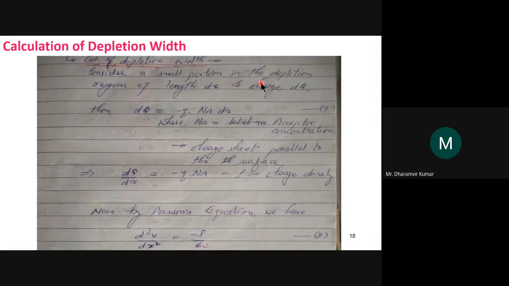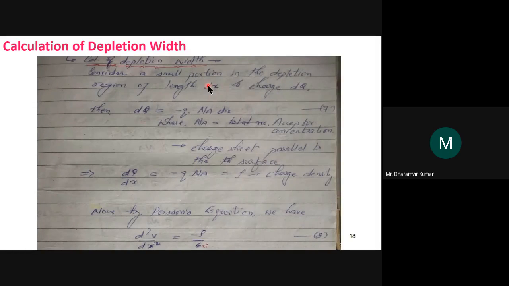So let us consider a small portion in the depletion region of length dx and charge dq. This will be derived with the help of integration. We know the concept of integration, that we take a small portion of any particular area and then perform integration on that small chosen region. The limits of the integration would be the boundary conditions provided by that area, whose dimensions we already know. Here we want to calculate the depth of the depletion region, and we know certain boundary conditions for it, and we will use those boundary conditions to apply the limits on the integration.